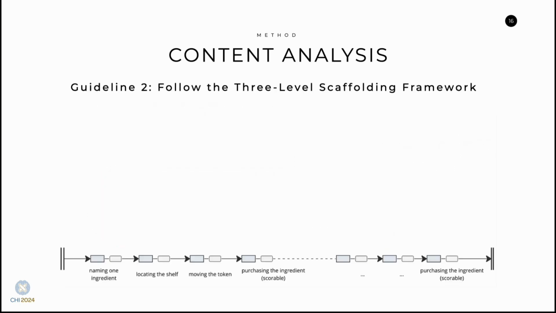Second, follow the 3-level scaffolding framework we proposed for the CA. Generally, the GSDT consists of many activities, such as the subject needs to name the needed ingredient, locate the shelf, move the token to the shelf, and purchase the ingredient. This process could be repeated to purchase all the ingredients.